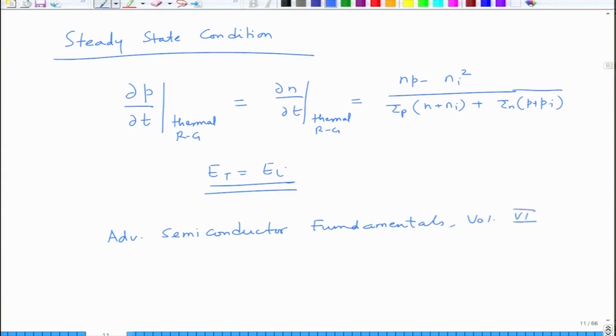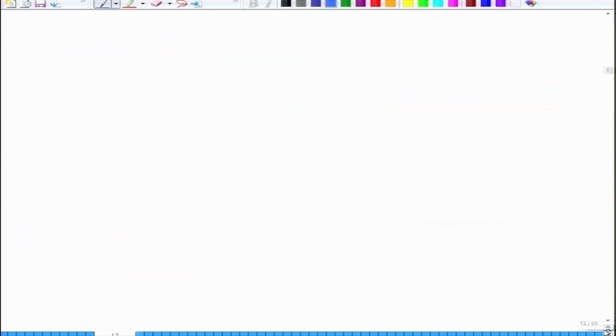Advanced Semiconductor Fundamentals, Volume 6, by R P Array. Chapter 5 deals in detail with recombination and generation statistics. So this is what basically the recombination generation statistics in brief is. There are other cases as well which we can deal with, but we don't have time. One is trap assisted recombination. The second recombination that generally happens is surface recombination.